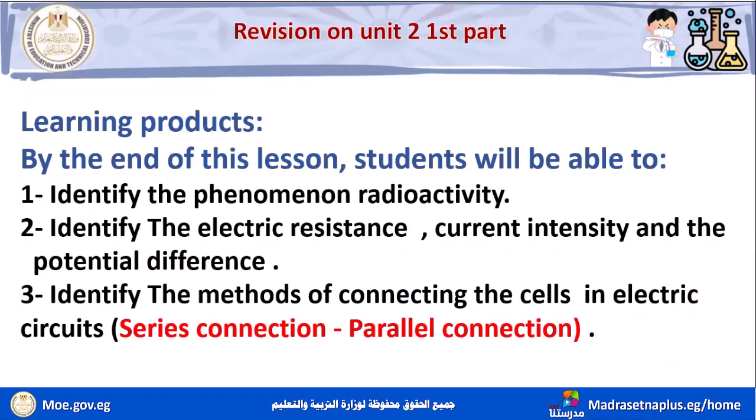النهاردة بناخد revision on unit 2 first part. By the end of this lesson or unit, students will be able to: number one, identify the phenomenon of radioactivity. Number two, identify the electric resistance, current intensity, and the potential difference. Number three, identify the methods of connecting the cells in electric circuits, series connection and parallel connection.